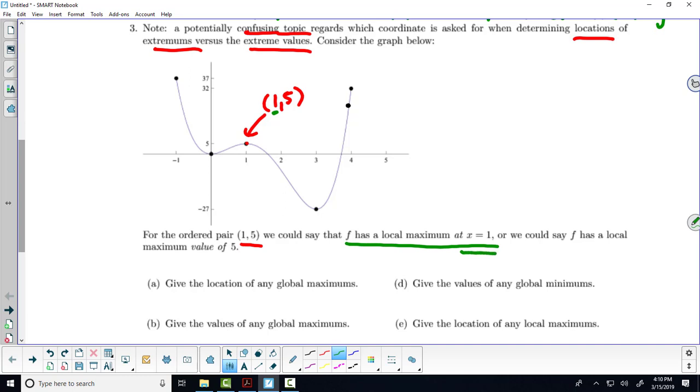So the key word here, and I've italicized it, the most important word there is "at." That is the location of the local maximum. We could also say that f has a local maximum value of 5. So in this case, I'm emphasizing the actual y value, the local maximum value. So that's a value of 5. So that's where we're trying to make some distinctions here.